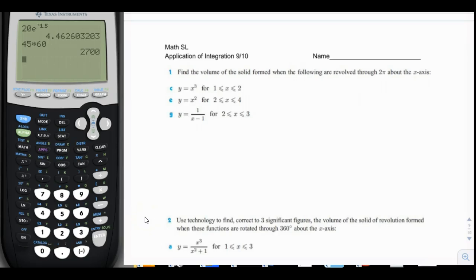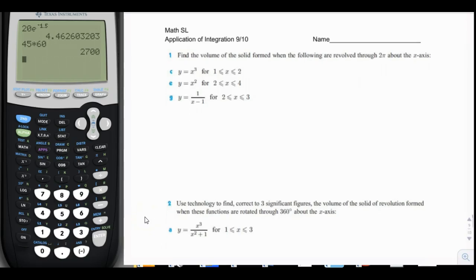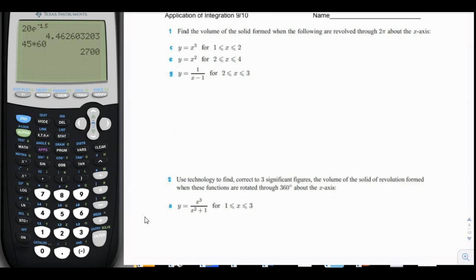Applications of integration, page 9. Number 1, find the volume of the solid formed when the following are revolved through 2 pi about the x-axis.